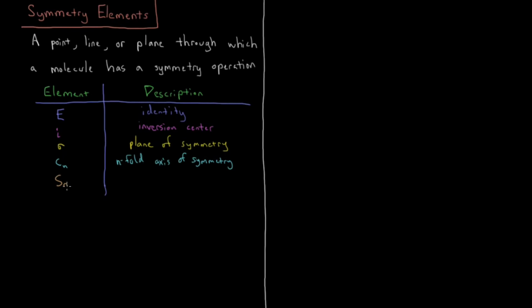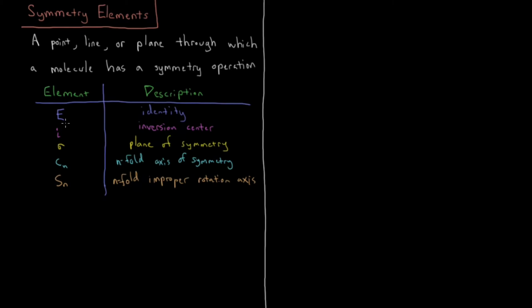And then Sn, which is an n-fold improper axis of rotation. So as I said before, Sn is where you can perform an Sn operation, where you rotate by 360 over n degrees. You do the Cn operator, and then you do a sigma h. You reflect through a plane which is perpendicular to the axis that you just rotated around.